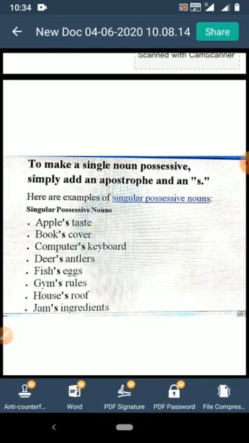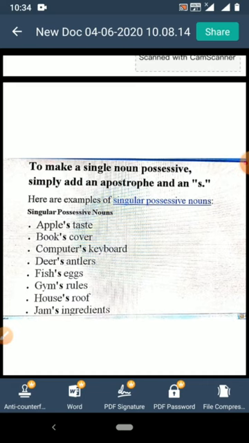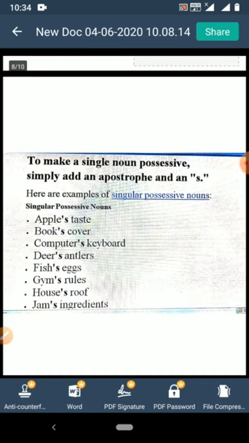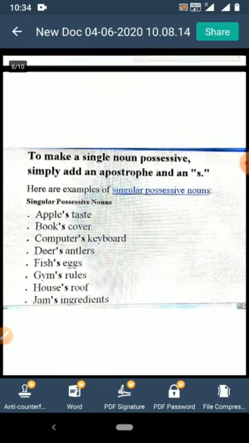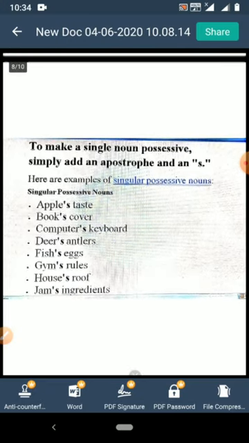These are some rules which you have to keep in mind while learning noun possession. Now, here are examples of singular possessive nouns. All the singular words which do not have an S at the end will have an apostrophe at the end, followed by an S. For example, apple's taste. Here, the apple is single, and we are talking about a particular apple's taste. Book's cover. Again, this shows possession. Whose cover? Book's. Book is a single word, followed by an apostrophe and S.